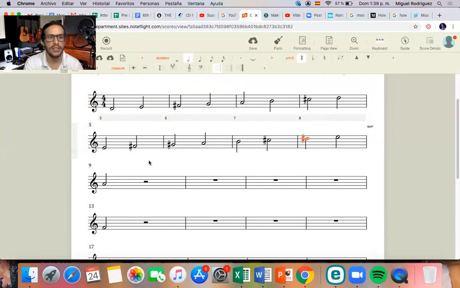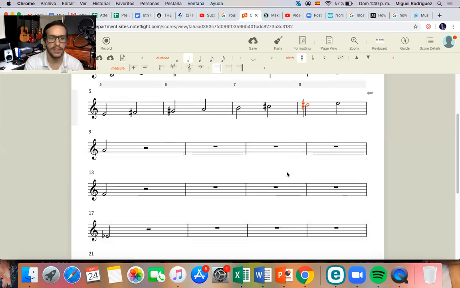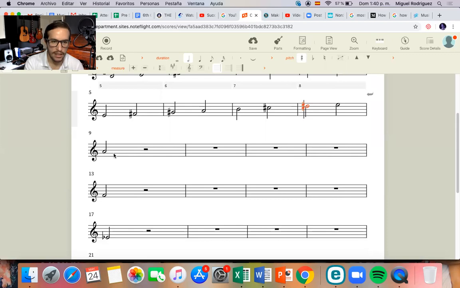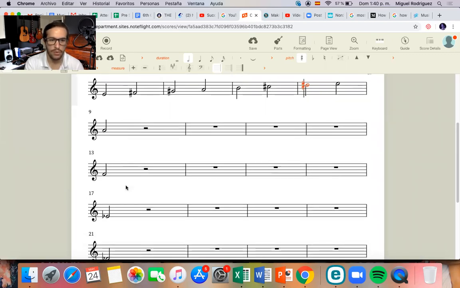Okay, how many sharps are there in the E major scale? 1, 2, 3, and 4. Which ones are those? F, G, C, and D. Okay, now let's continue. Let's not do the A, let's do this one, the F. We're going to know why.